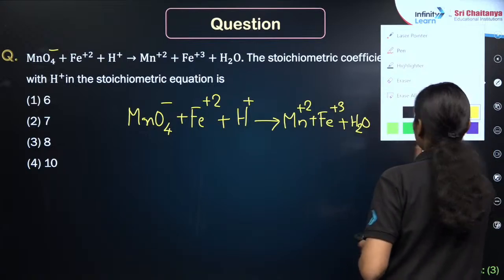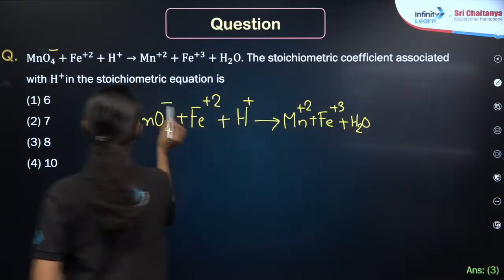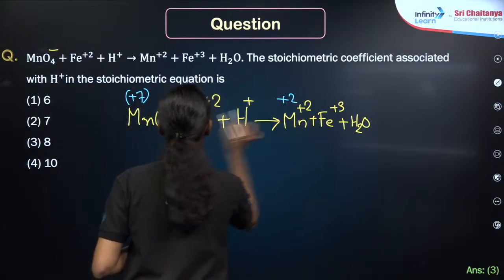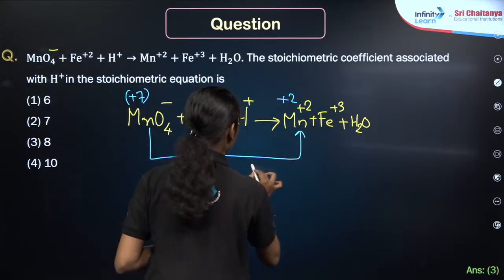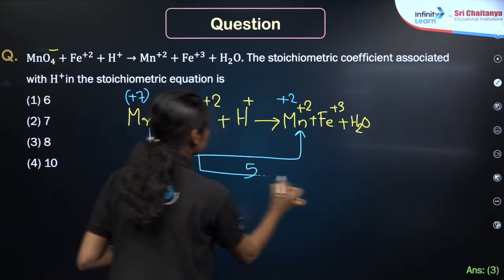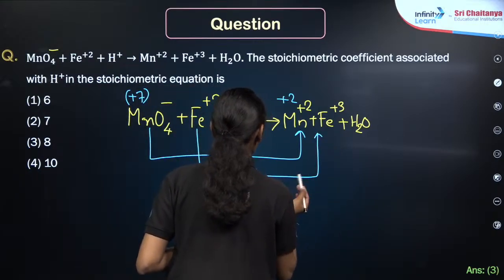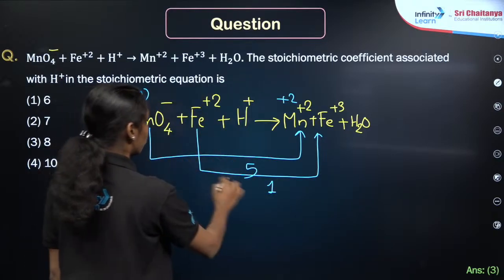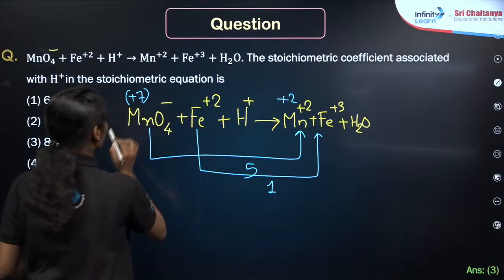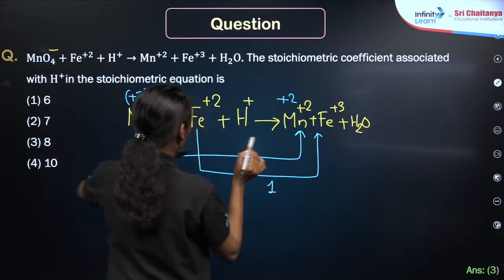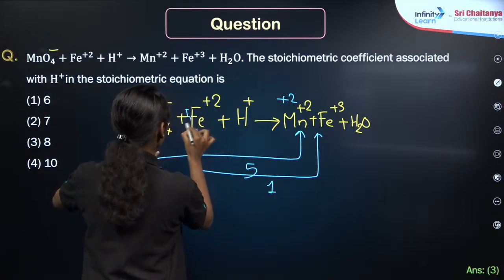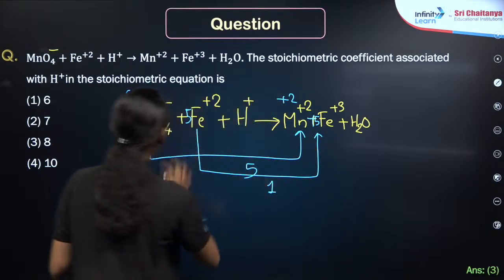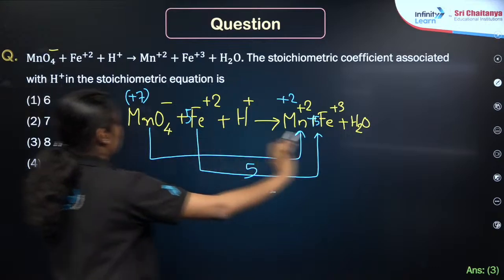First you have to find out the balanced chemical equation for this reaction. Here it is plus 7, right? Plus 7 to plus 2, change is 5. Then what about here? Fe2 plus to Fe3 plus, change is 1, right? Cross multiplying the changes, here it is 1 MnO4 minus plus 5 Fe2 plus gives 5 Fe3 plus. First you have to balance the oxygen atoms.